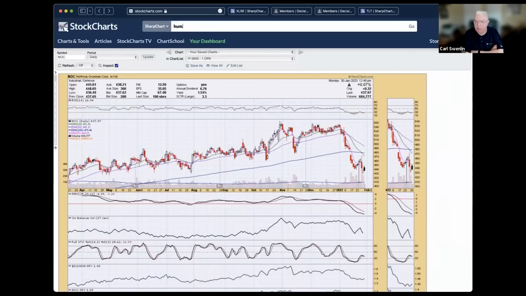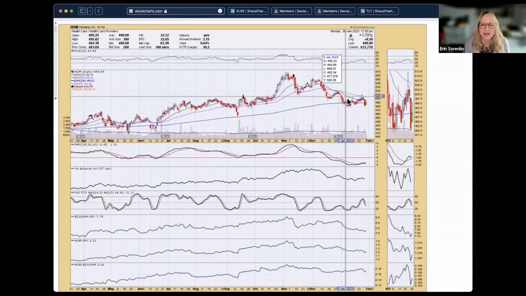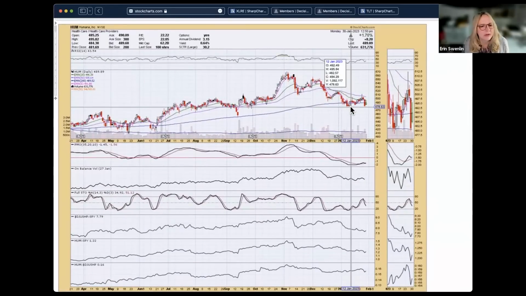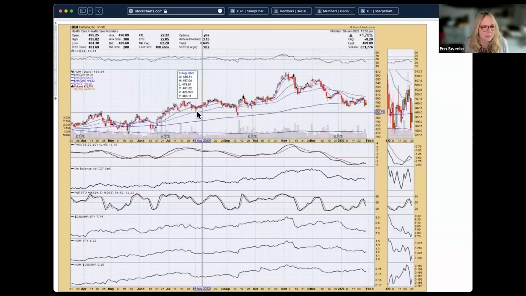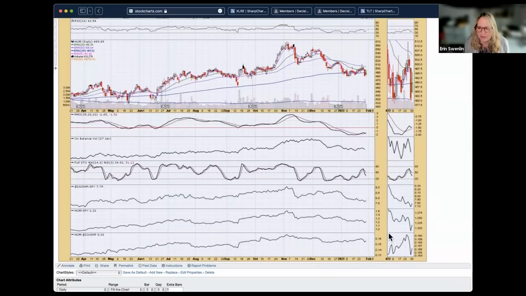HUM. Humana. Okay. This one is on some support, but it's more near-term support at this low because I see the support level really being just a bit lower than that. PMO is bottoming above its signal line, which is a positive, but RSI is negative. And again, this relative strength is kind of blah.